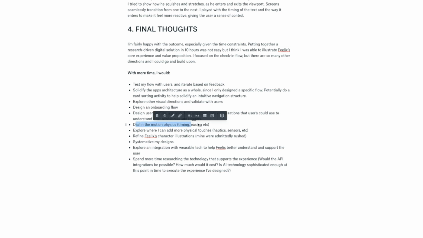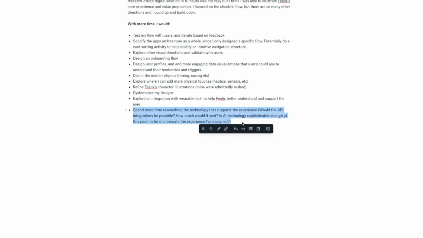I would really dial in the physics. I thought I did okay on that motion flow, but I could spend hours really dialing in some of the motion stuff. Explore where you can add more physical touches, maybe opportunities to add haptics and other ways to use the sensors of the phone. Refine the character illustrations, systematize the designs. This is a big one. I didn't really assess the feasibility of any of this stuff.